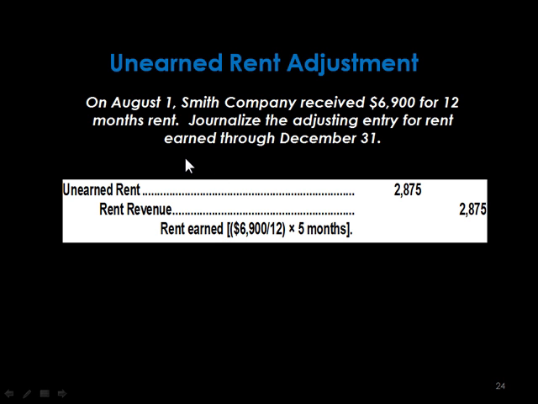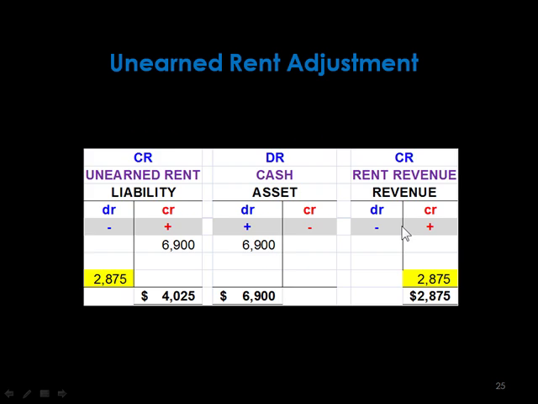Unearned rent is where Smith Company received $1,600 for 12 months of rent, and they want you to journalize the entry at the end of the year. So you earned 5 months of rent. So $6,900 divided by 12 times 5 months is what you earned. Once again, on the T account, this one has 3 accounts related. Here's your original cash receipt of the $6,900, the debit and the credit. And then they tell you at the end of the period you have $4,025 left, so you earned the $28.75. So you had 3 accounts in this set of transactions, the adjusting entry being the $28.75.